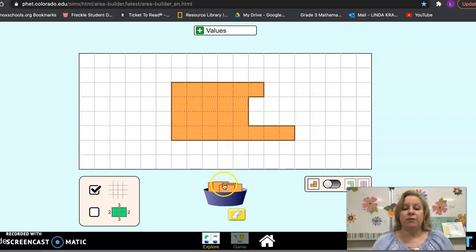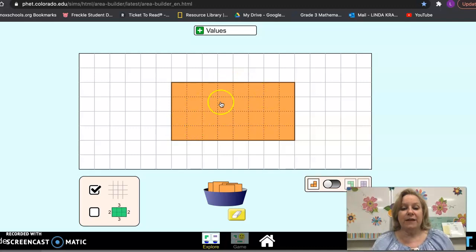As we continue through our perimeter lessons, I want you to keep in mind how area and perimeter are different and how they're alike. That's going to help you keep focused on area being multiplication and perimeter being adding all the sides.